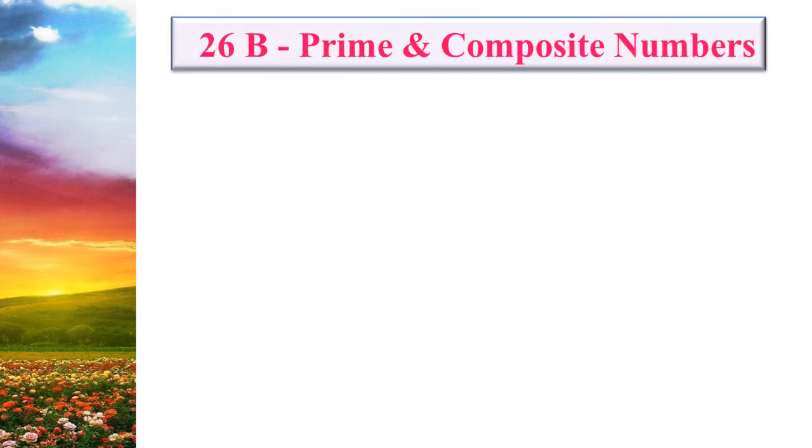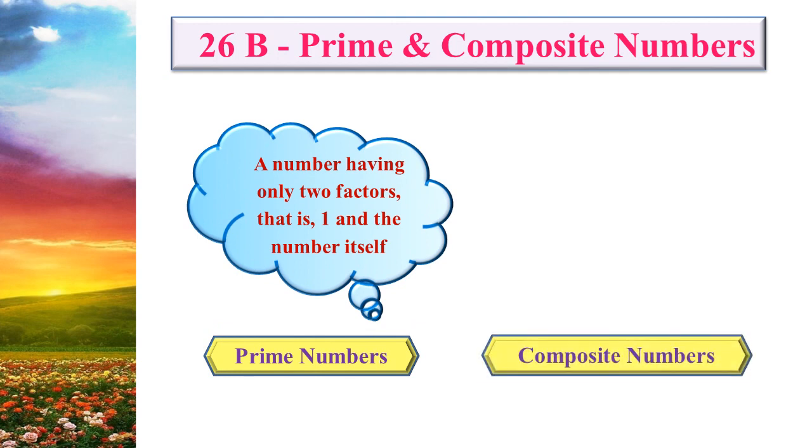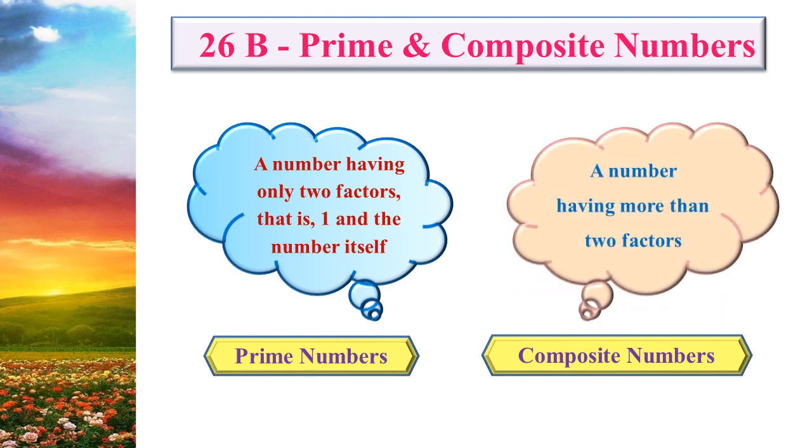Now we are going to see 26b, prime and composite numbers. What is prime and composite numbers? Let's see prime numbers. A number having only two factors, that is 1 and the number itself. Let's see composite numbers. A number having more than two factors.